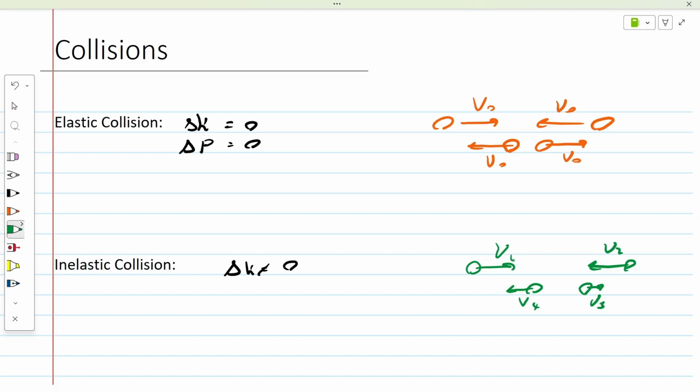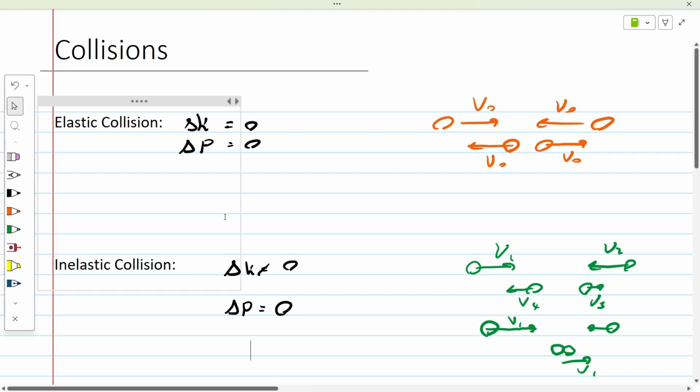Energy cannot be created or destroyed, but it can be transferred. So it may be transferred to sound or heat or some other energy source, but the kinetic energy will not be conserved. If we have a collision where two objects are traveling toward each other, and after they collide they stick together and either have no velocity or some velocity, we call that a perfectly inelastic collision. But even with this collision, the momentum is still conserved. So the change in momentum will still equal zero.